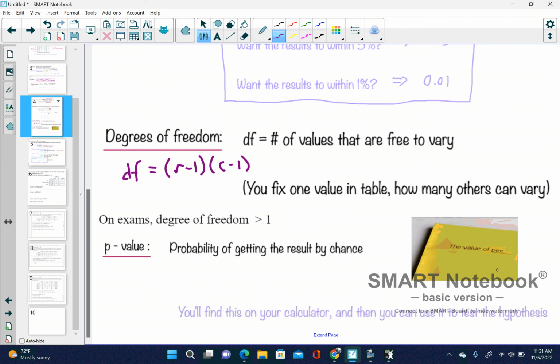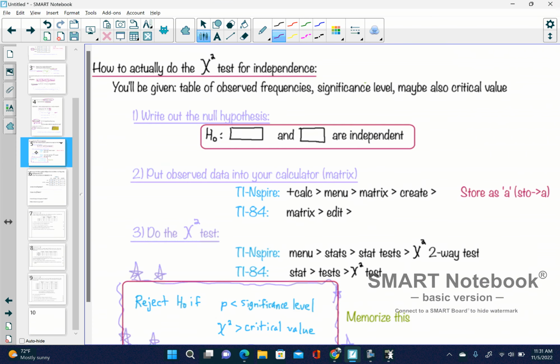This is just like a little meme, the value of P. So P is the probability of getting that answer or that result based off of chance. And the calculator will give you the P value, the degrees of freedom, and the chi-squared. So how do you actually do this?